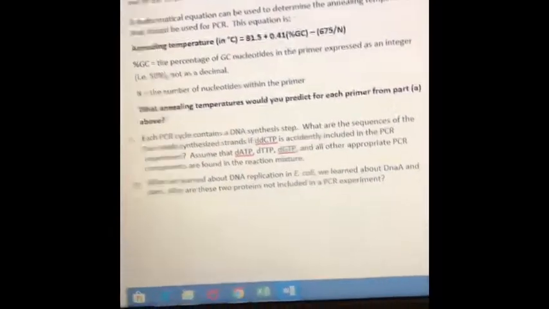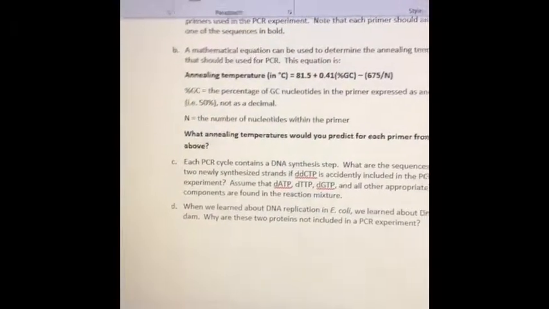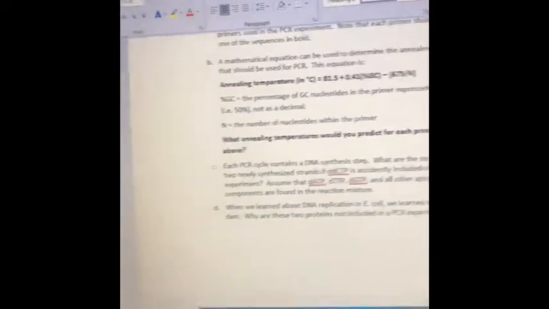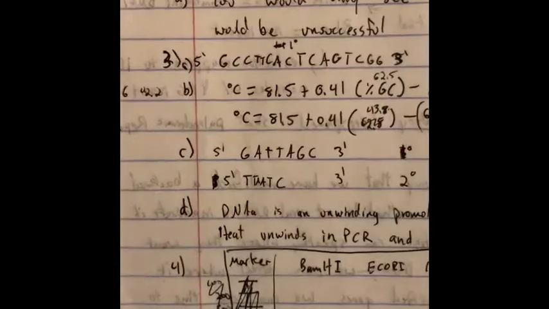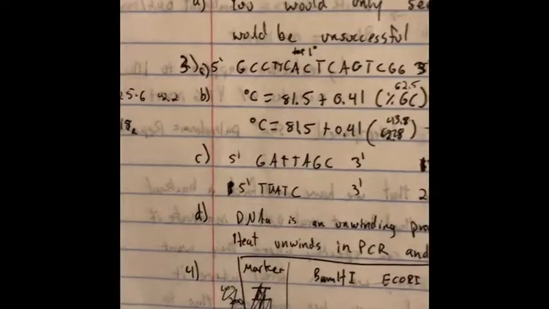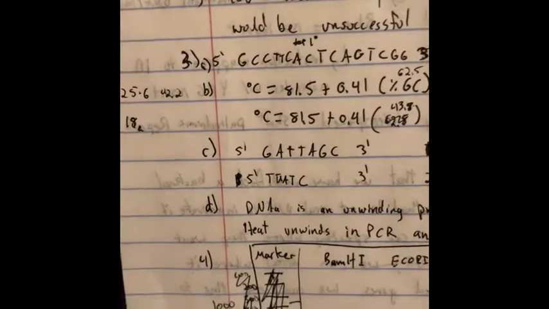Each PCR cycle contains a DNA synthesis step. What are the sequences of the 2 newly synthesized strands if DD-CTP is accidentally included in the PCR experiment? So basically what would happen is you'd have the sequence GA, TT, AGC, and then C would stop the sequence. And then the same thing from the other side of the primer, you'd have TTATC 5' to 3', that's stopping the synthesis.